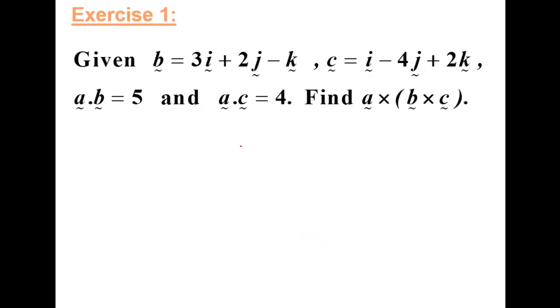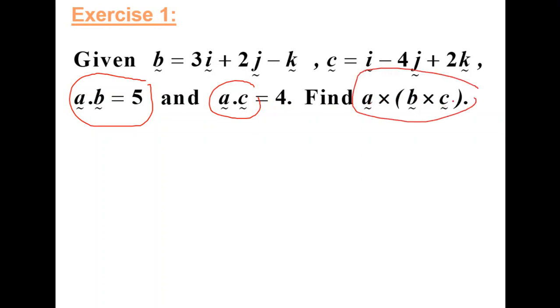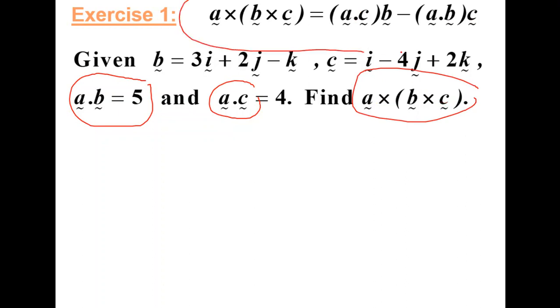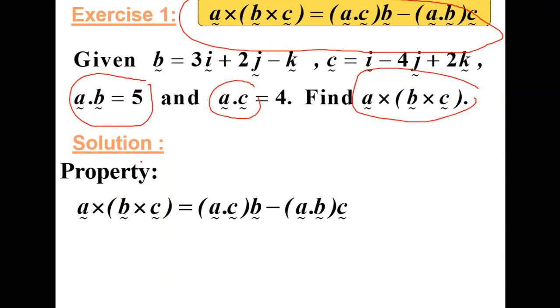Exercise 1. Given vector B equals 3I plus 2J minus K, vector C equals I minus 4J plus 2K, vector A dot vector B is equal to 5, vector A dot vector C is equal to 4. Find vector A cross vector B cross vector C. This uses a property. Write the property here.